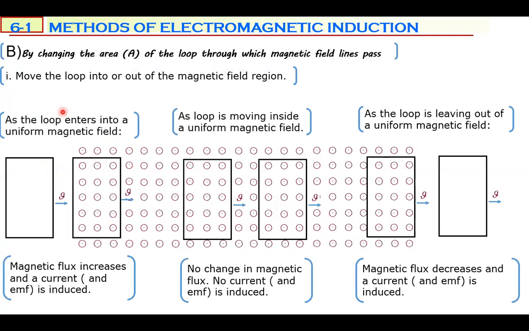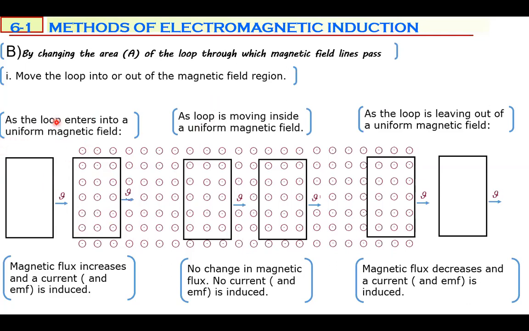The second way is changing the area of the loop through which the magnetic field lines pass. To do that, move a loop into or out of the magnetic field region, but perpendicularly, not parallel. If you move parallel, again there will be no change, because magnetic flux will always be zero if you move parallel to the magnetic field lines.